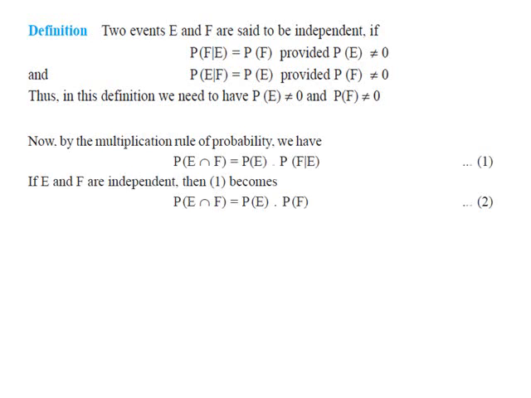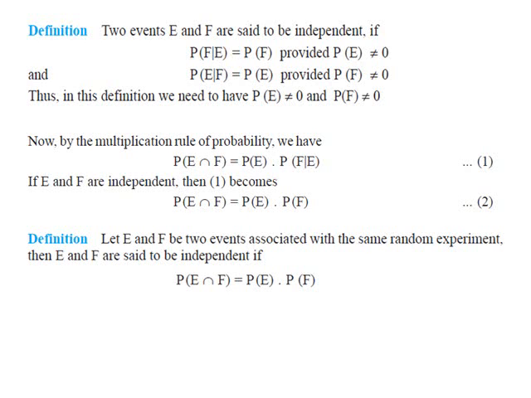Now, by the multiplication rule of probability, we have probability of E intersection F equals probability of E multiplied by probability of F given E. Mark it number 1. If E and F are independent, then 1 becomes probability of E intersection F equals probability of E multiplied by probability of F. Mark it number 2.